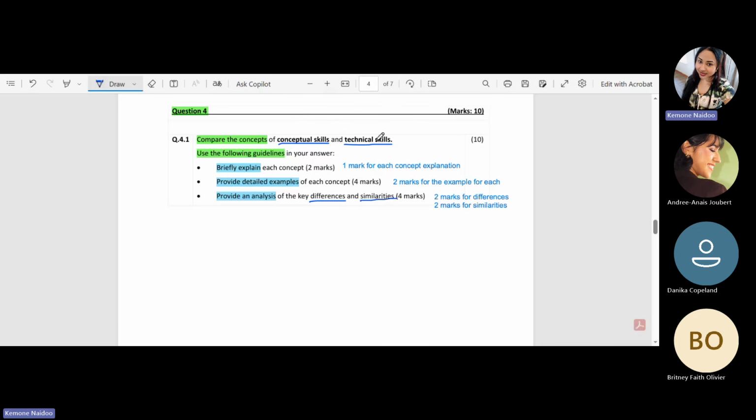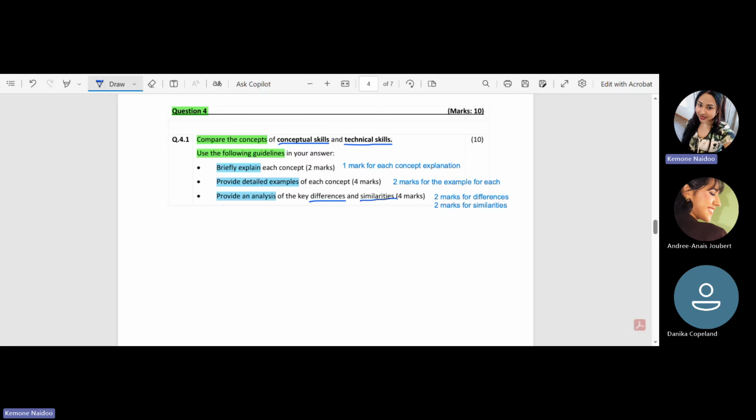So when you are asked to compare terms, please try to explain them for both, explain them fully for both. You can make your answer more organized. You can say conceptual skills, you can give your theory, you can give your application, and then you can go straight into technical skills, theory, application, and right at the end, you can talk about similarities and differences to wrap up your answer. So that will actually be a nice setup.